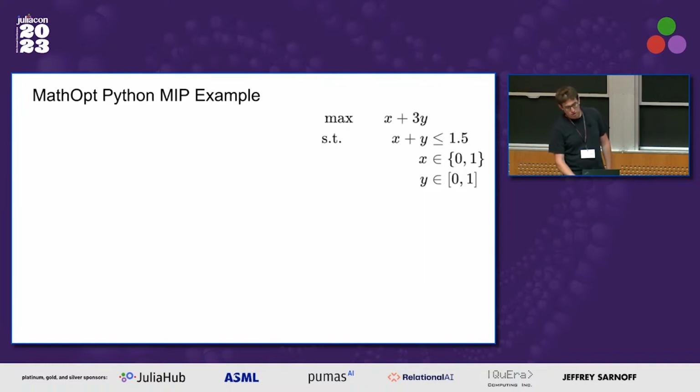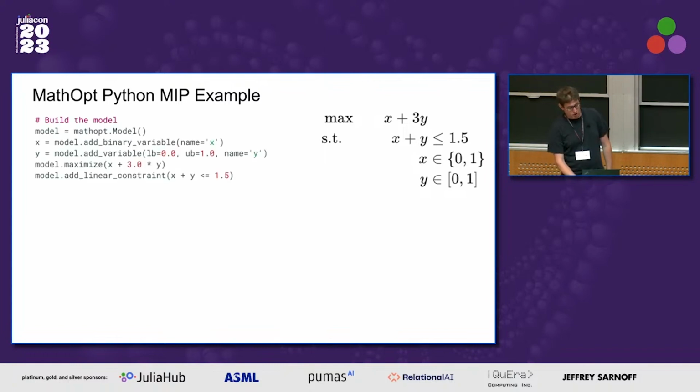Okay, so a very simple example of what the code looks like if you're a user. Let's say we have this very simple MIP: maximize x + 3y subject to x + y ≤ 1.5, with an integer and a continuous variable. First you would build the model, and because this is Python, we can make the code look like the math. That's the goal. So we make a model, we add two variables, and then we can use the operator overloads in Python to build linear expressions to set up the objective and constraints.